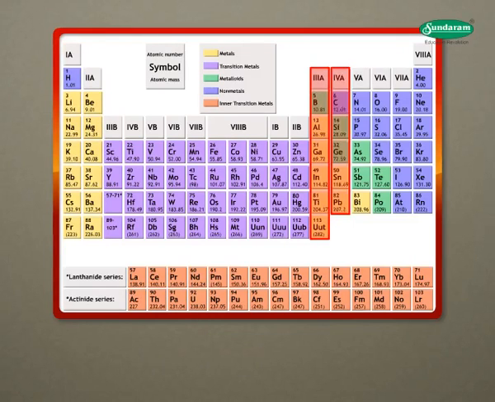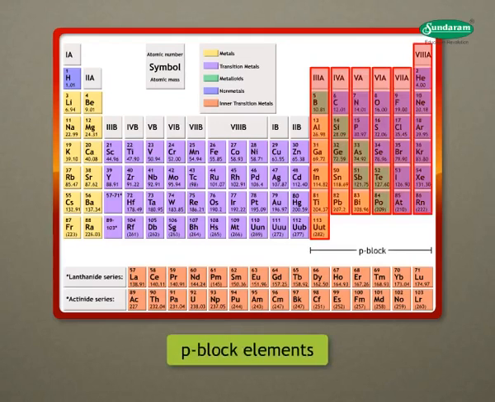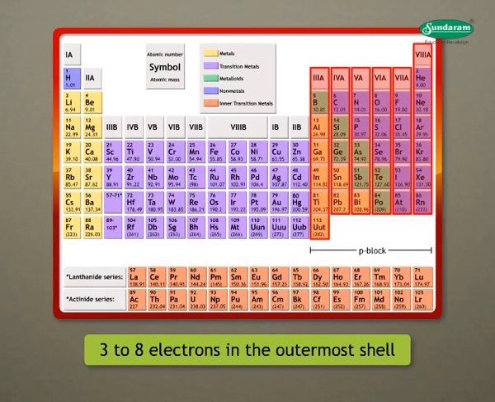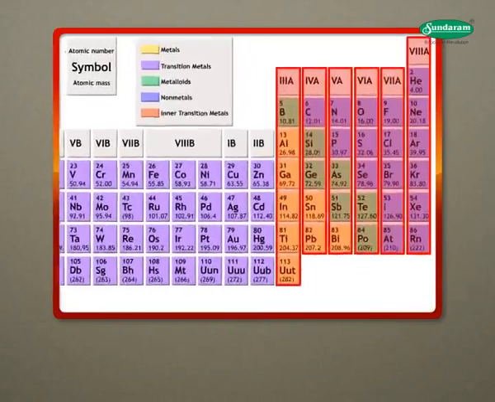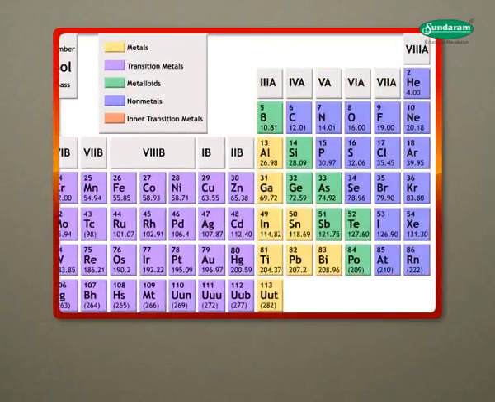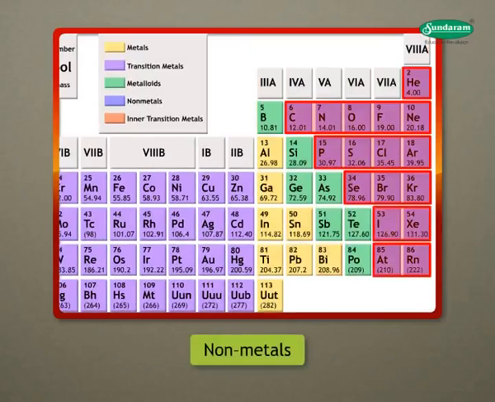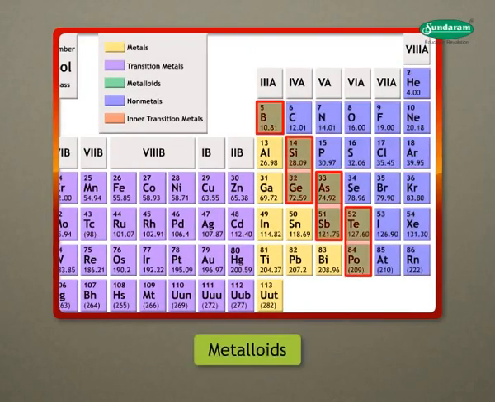Groups 13 to 17 and 0 group elements are included in P block. They contain 3 to 8 electrons in their outermost shell. P block contains all types of elements, that is metals, nonmetals and metalloids.